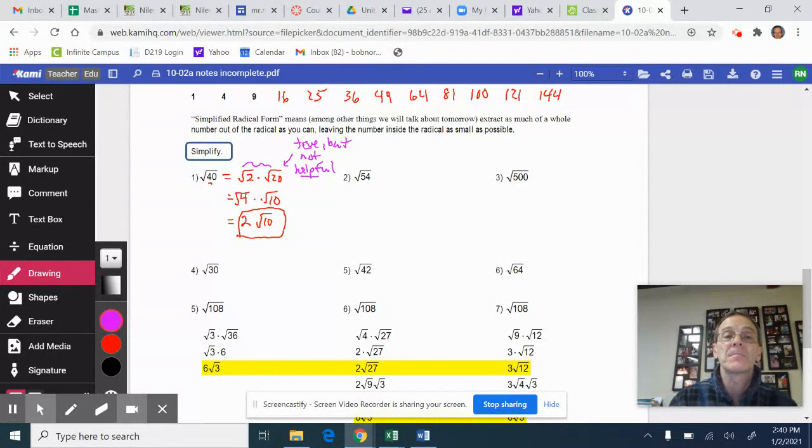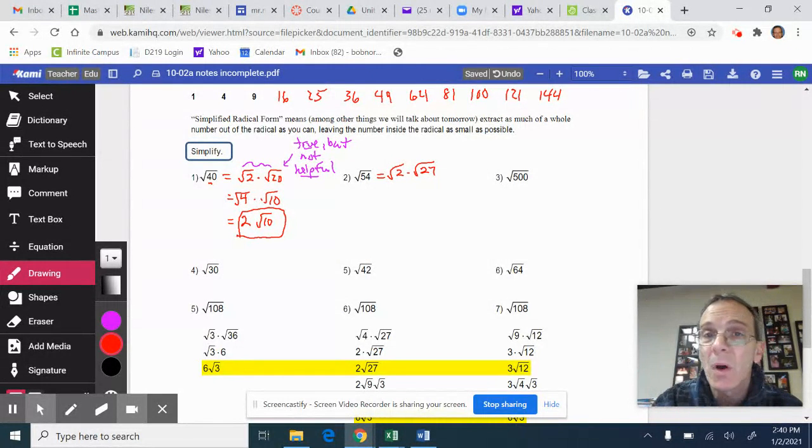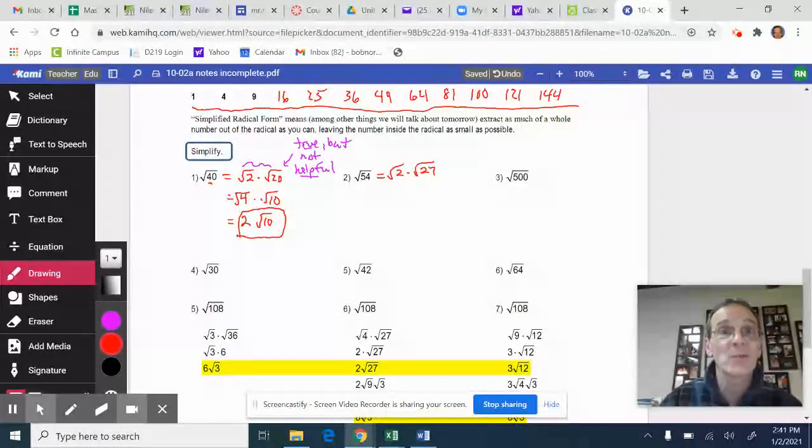Okay? How about square root of 54? There's lots of factors of 54. We could do square root of 2 times square root of 27. But unless one of those turns into a whole number, that's not helpful, right? Are either one of those numbers 2 or 27 in this list of perfect squares? See, if they're not in this list, they're not helpful. That's why it's helpful to know this list of perfect squares. Well, neither one of those shows up, so that's not helpful.